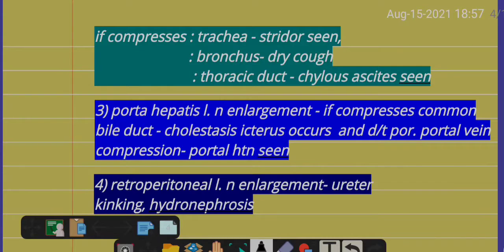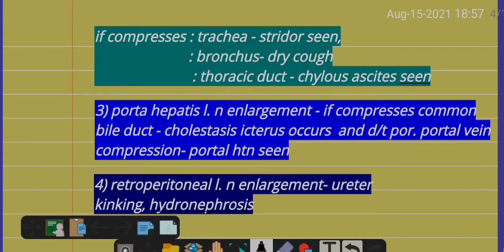Due to porta hepatis lymph node enlargement, compression of the common bile duct can be seen, which can lead to cholestasis, icterus, and pruritus. Due to portal vein compression, portal hypertension can be seen. Due to retroperitoneal lymph node enlargement, ureter kinking and hydronephrosis can also be seen.